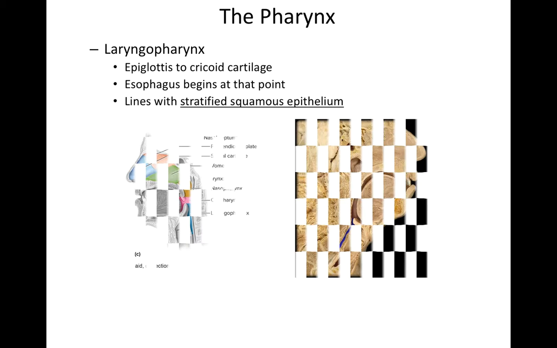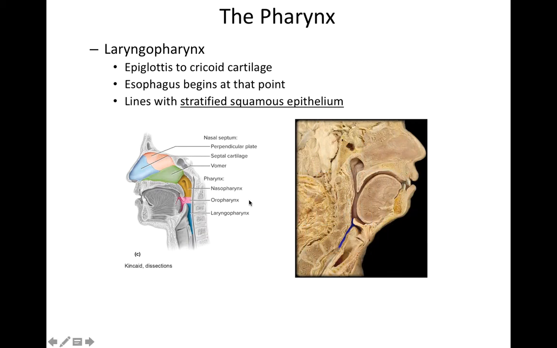The most distal is the laryngopharynx that runs from the epiglottis down to the level of the cricoid cartilage here in the larynx, so you can see right here. It then feeds directly into the esophagus. The laryngopharynx is where we're going to split the respiratory system going anterior and the digestive system running posterior. Again, lined with that protective epithelium.